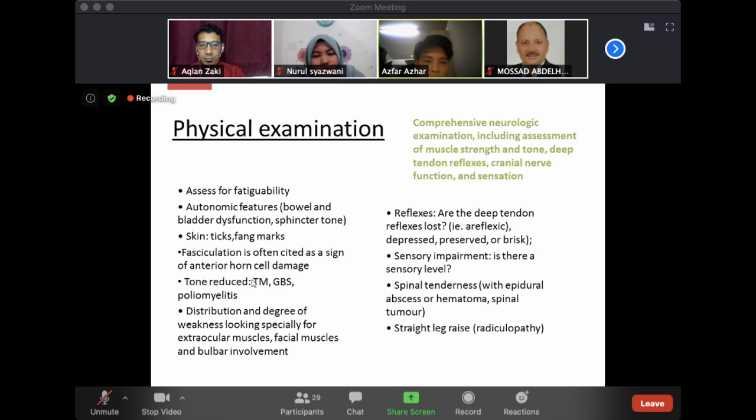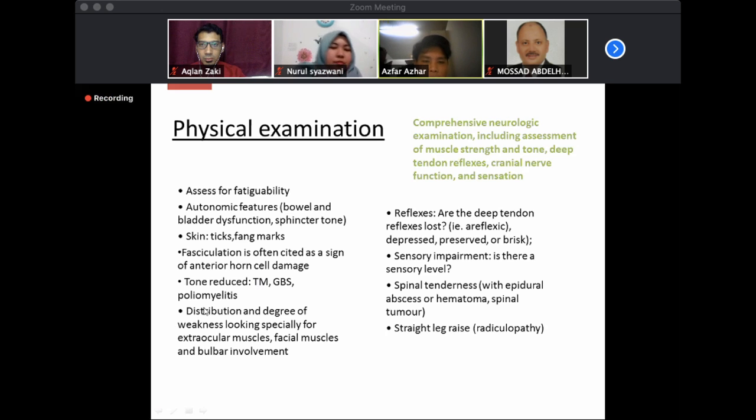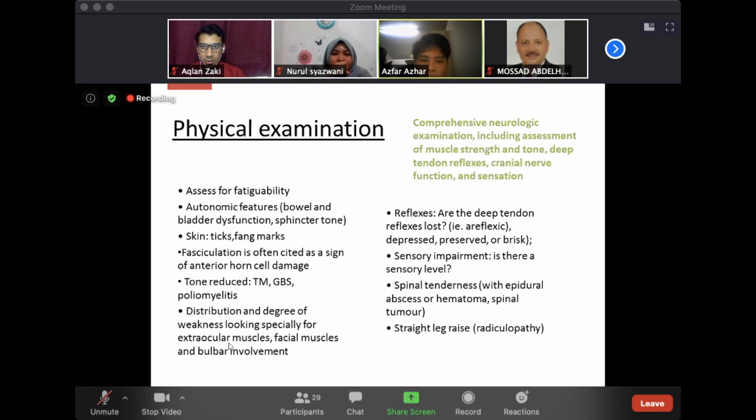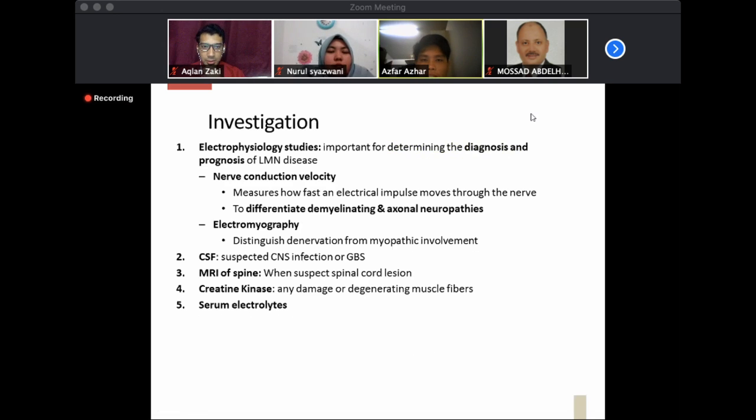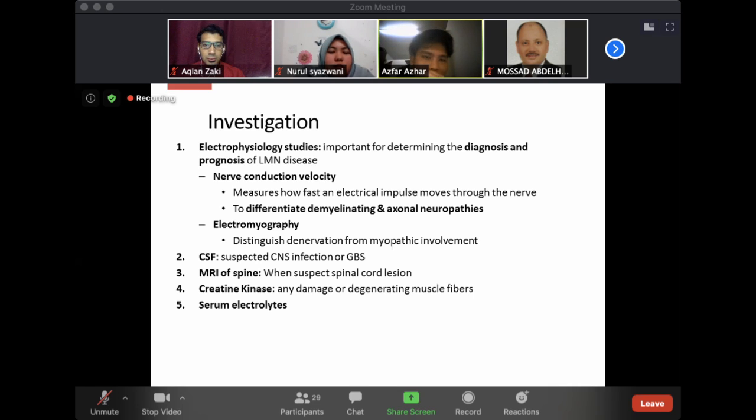Tone is reduced in transverse myelitis, GBS, and poliomyelitis. Distribution and degree of weakness, looking especially for extraocular muscle, facial muscle, and bulbar involvement. Reflexes: deep tendon reflex loss, depressed, preserved, or brisk. Sensory impairment, spinal tenderness, or straight leg raise for radiculopathy. Okay, so investigation: the history, physical examination, and investigation. This is just a general clinical approach for acute flaccid paralysis. After this, I will explain by the disease itself.